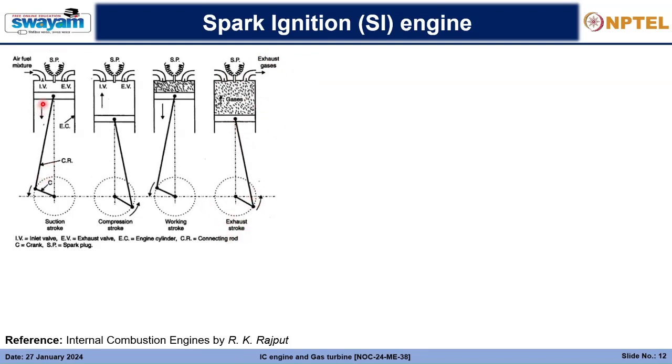So you will see that in four strokes, four up and down motions of the piston, two coming down and two coming up, only one stroke is creating the work needed to rotate the crankshaft, right? So this is the working stroke.